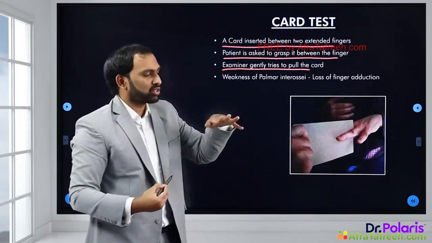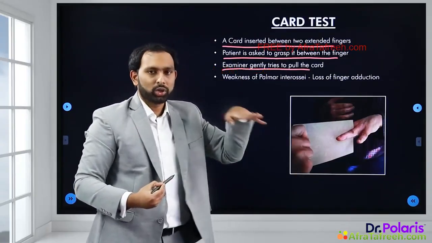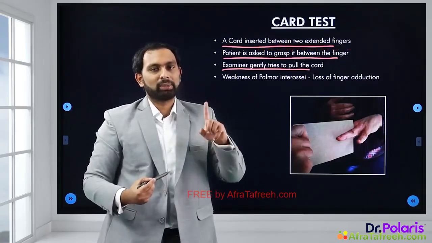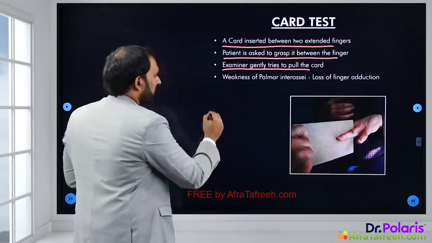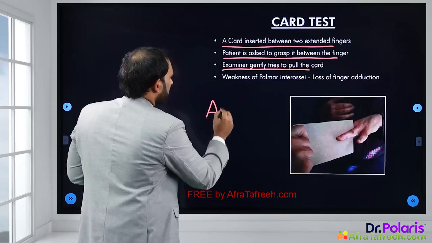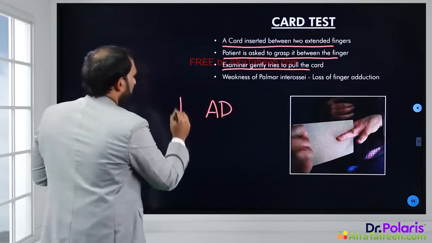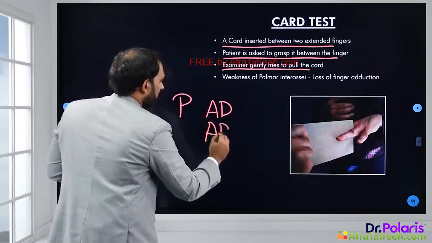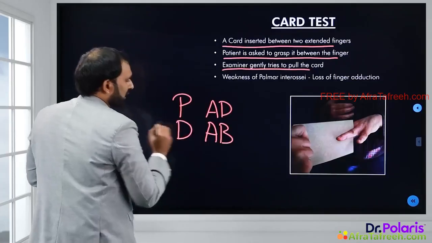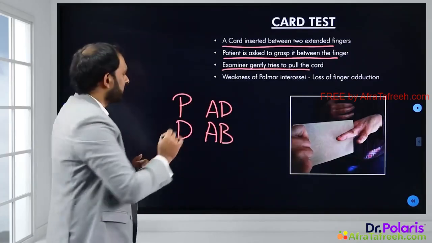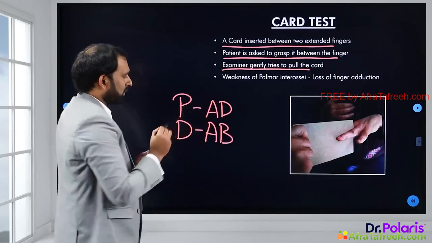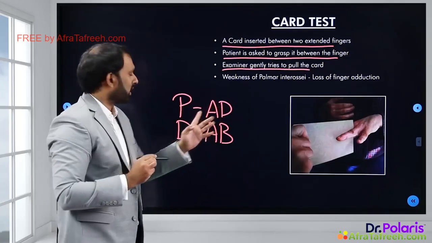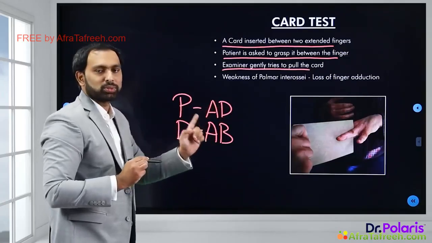So here, the patient should try to adduct those two fingers to hold the card tight. And this adduction between the fingers is done by interossei muscle. So you have to understand that adduction is done by palmar interossei and abduction is done by dorsal interossei. So an easy way of remembering this is PAD DAB.